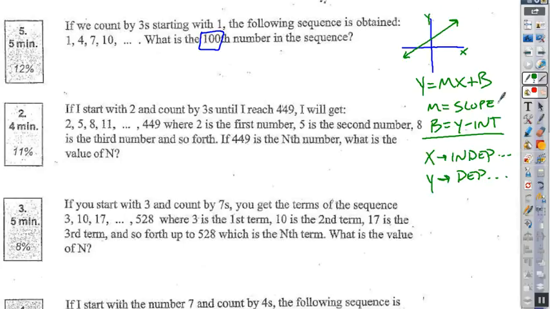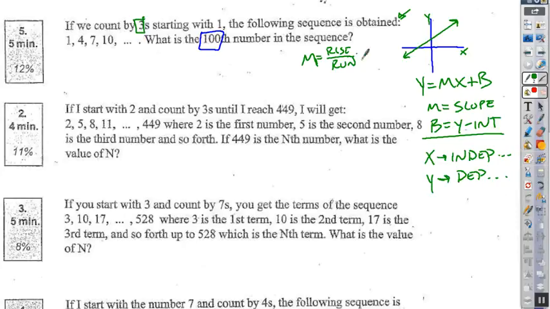M is slope. Now let's talk about slope. Slope is described as rise over run. And so, in other words, the slope is telling you how steep this line is going to be. As luck would have it, the problem already tells us how big the slope is, counting by 3s. But it's never too early to start talking about rise over run.